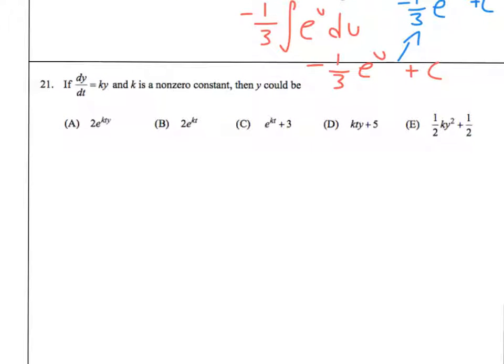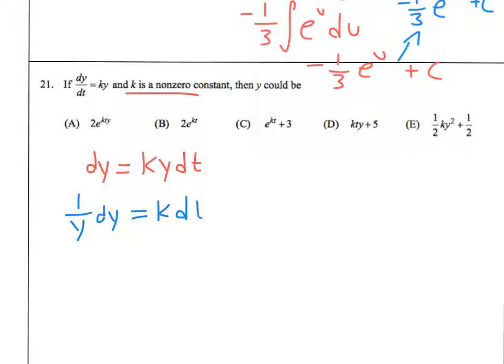For number 21, we're being asked to use what's called separation of variables to solve a differential equation. We've got dy dt. K is a constant. That means it's just a number. We can kind of just deal with that. We're going to separate our variables onto both sides. And in doing that, it's going to look like dy is equal to ky dt. And then to get the y back with the dy, I'm going to divide both sides by y. And I'm going to write this as 1 over y dy is equal to k, again, that's just a constant, dt.